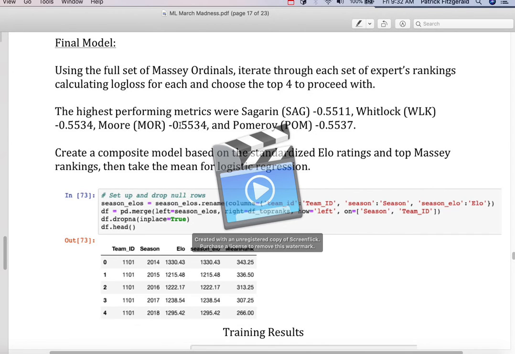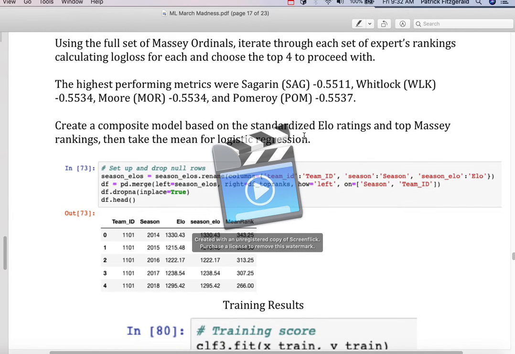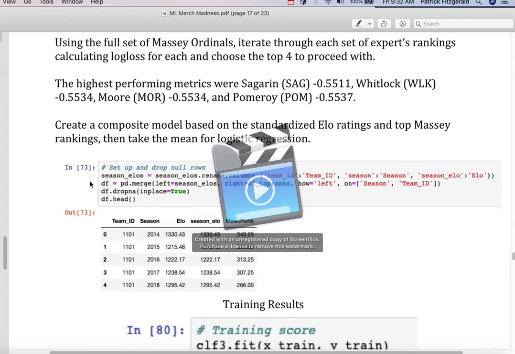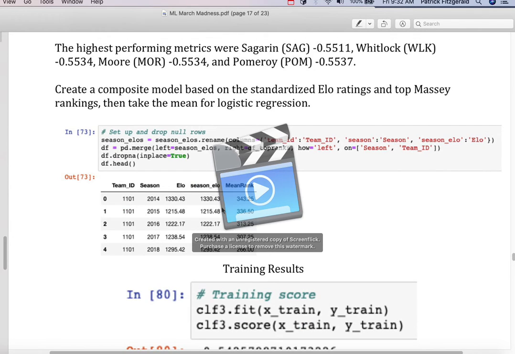You can see their log loss. Not as good as our final day rankings, our ELO ratings, or even just our base model. However, these are the 4 that we're going to move forward with. So create a composite model based on the standardized ELO ratings and top Massey rankings, then take the mean for logistic regression. So we can see we have their seasoned ELO and then their mean rank, and the seasoned ELO comes from just the ELO score, and then their mean rank comes from these expert rankings here. So we're going to combine the two basically and perform logistic regression to try to improve on our previous results.